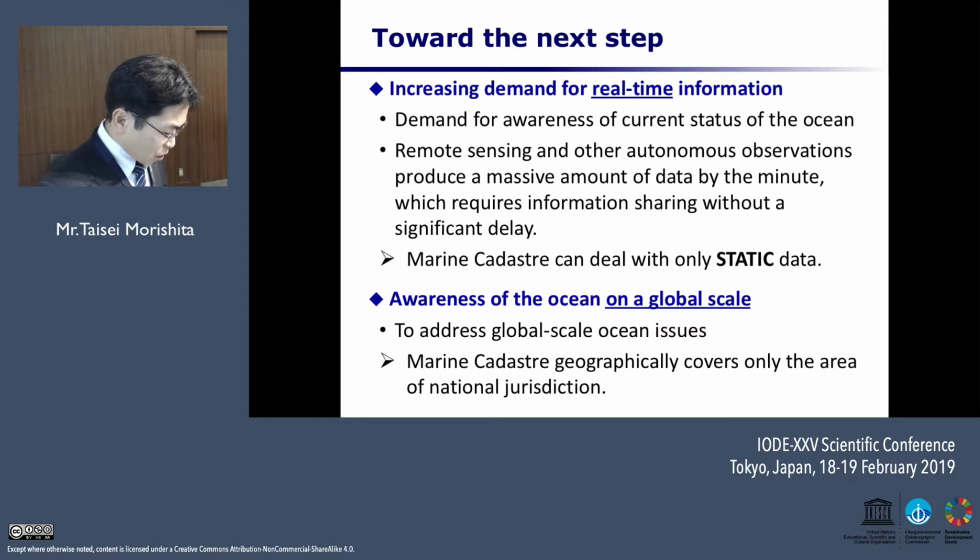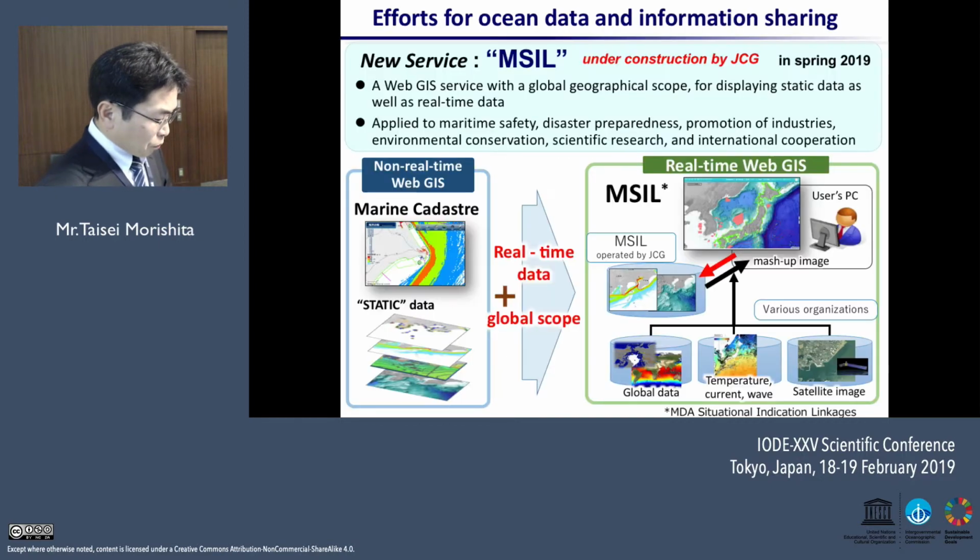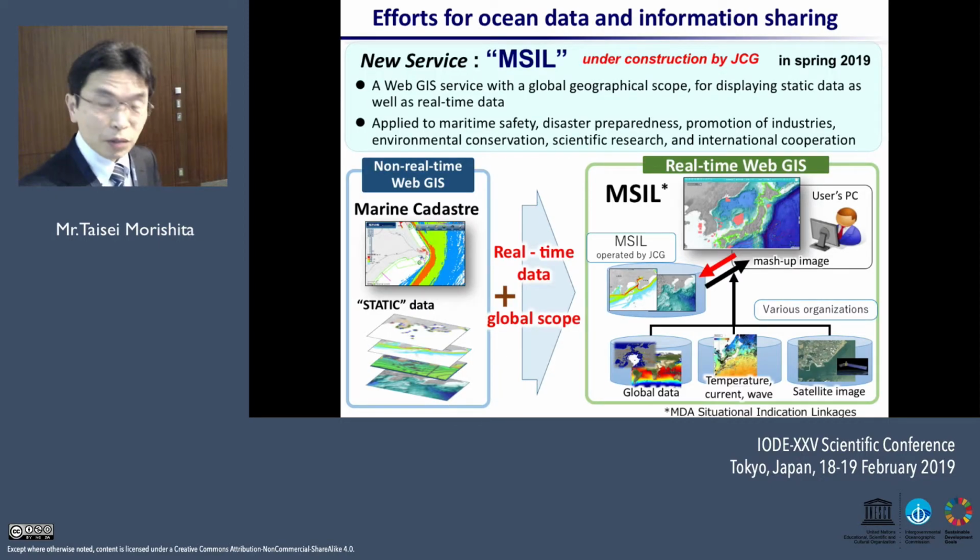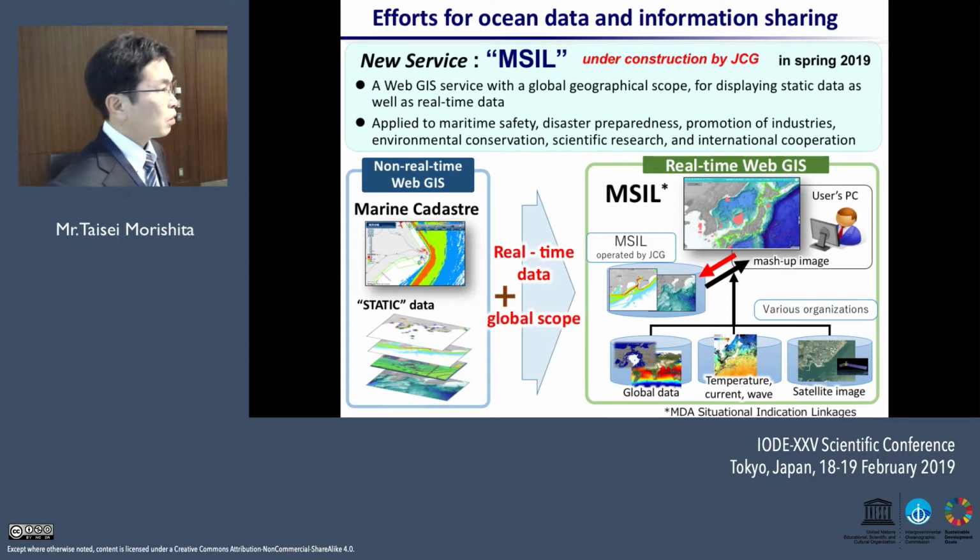The other element is to expand the geographical scope to the whole Earth. Marine cadastre geographically covers only the area of national jurisdiction. So this is a new web GIS service, MSIL. We called this MSIL. It is under construction by Japan Coast Guard, and it is coming in this spring. This service can deal with real-time information and has a global geographical scope.